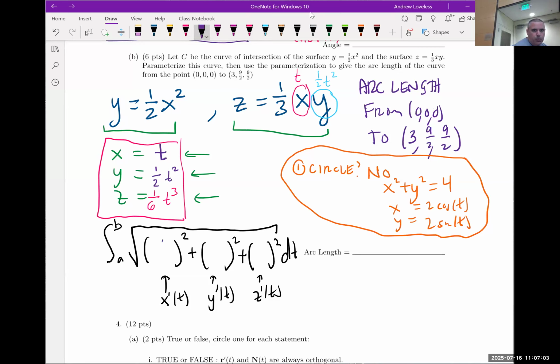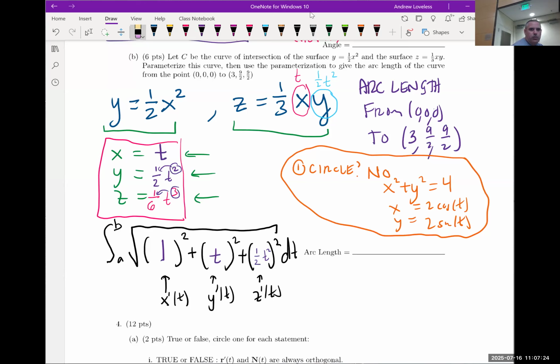So now I'm going to take the derivatives. 1, t, what's that last derivative? 1/2 t squared. So I brought down the 3, subtracted 1, brought down the 2, subtracted 1.